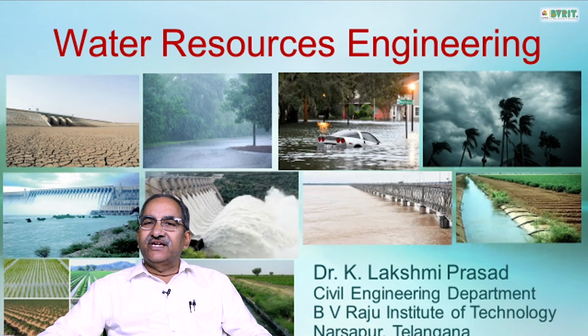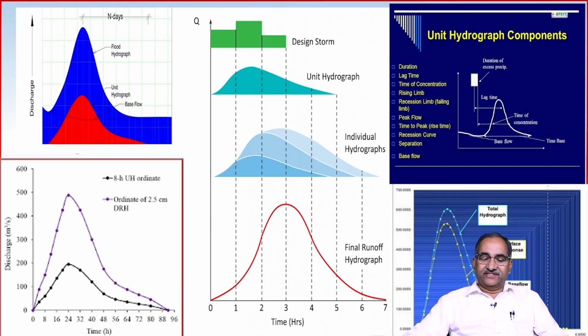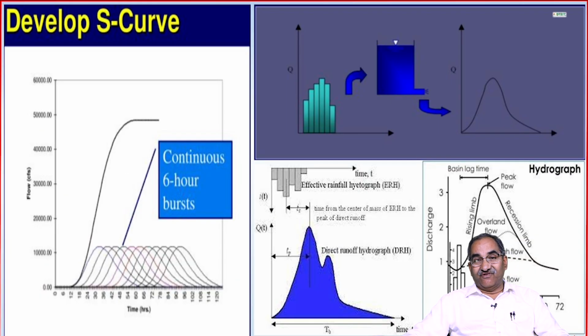We are dealing with Unit 3, Hydrographs, and we have dealt with all the various types of hydrographs, starting from storm hydrograph, direct runoff hydrograph, then unit hydrograph, then how to derive the unit hydrographs of different durations, then how to derive a unit hydrograph for a complex storm, and how to derive a flood hydrograph from a unit hydrograph. To that extent, we have worked out all the different methodologies.